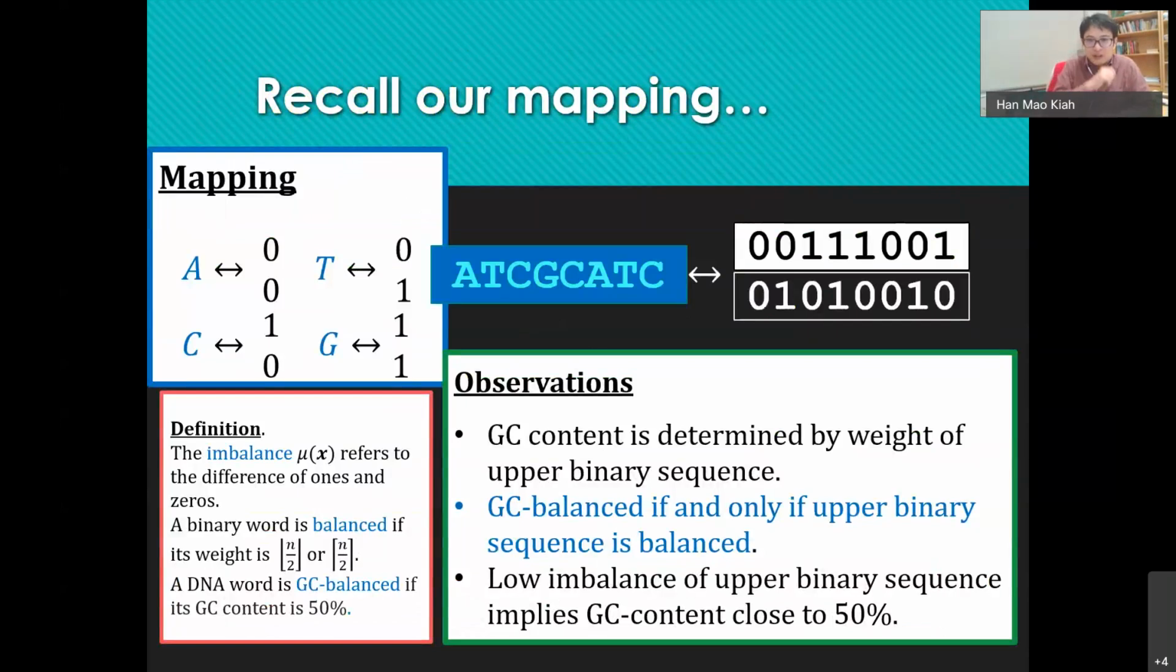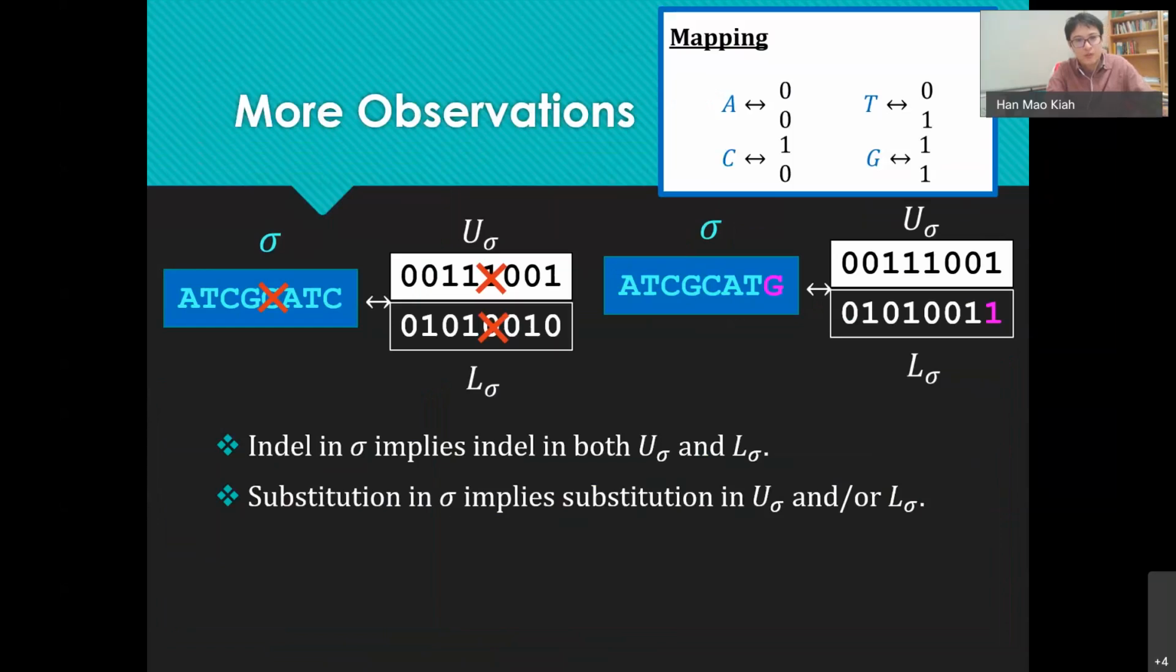Yeah. So in our mapping earlier, we observed that using this mapping, the GC content is determined entirely by the weight of the upper sequence. So now let's observe what happens when edit errors happen to our sequences. Specifically, if I have an indel on the DNA sequence, this will actually correspond to an indel in both the upper and the lower binary sequences. This is pretty obvious.